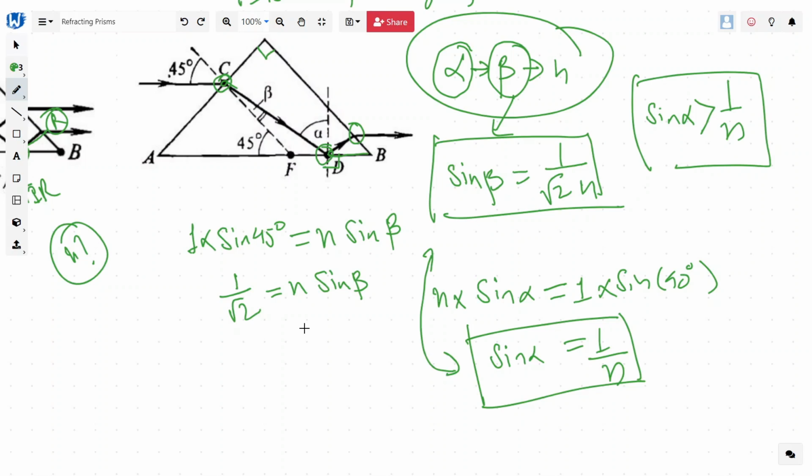Okay. Now look here. This is alpha. So this is 90 minus alpha because this is perpendicular. Okay.